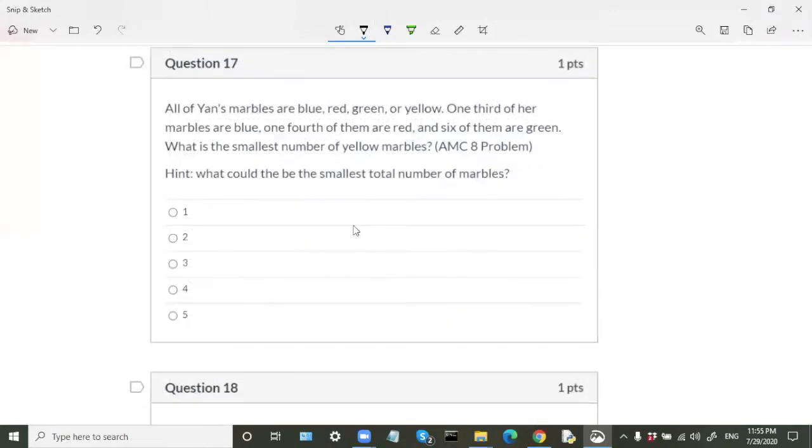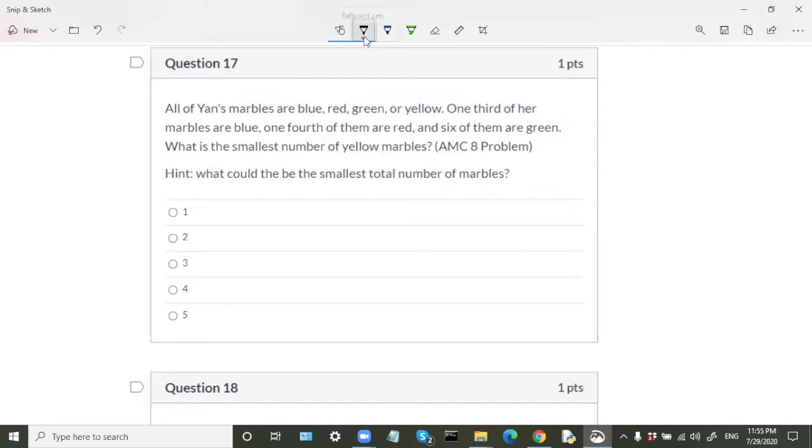Problem 17. All of Yan's marbles are blue, red, green, or yellow. 1/3 of her marbles are blue, 1/4 of them are red, and 6 of them are green. What is the smallest number of yellow marbles? So that is MC8 problems.